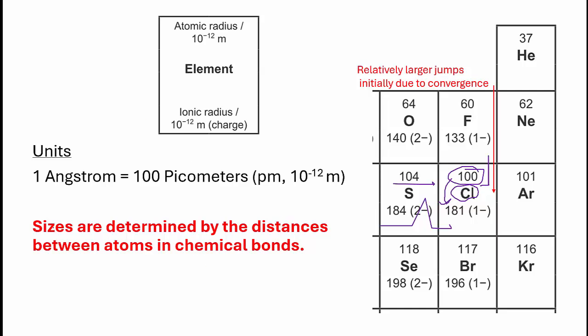A lot of the scientific evidence is actually done in angstroms, so you just need to times it by 100 to get these numbers here. Like this 140, that's actually 140 picometers. And just as a side issue, you'll see that there are large jumps initially, and then the jumps get smaller and smaller. That's due to convergence of the shells. The distances between the shells get smaller as the energy levels increase.